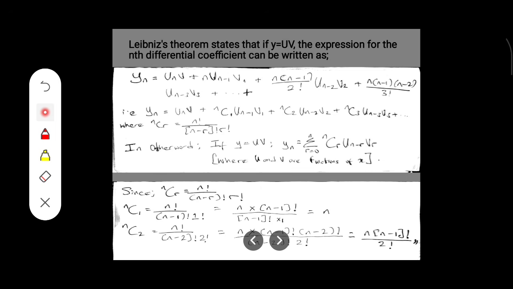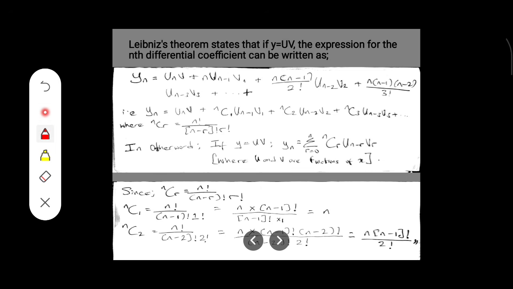So this solution can be condensed into u subscript n multiplied by v. Don't forget that these subscripts are representations for what? The order of differentiation. Plus n combination 1 multiplied by u subscript n minus 1 multiplied by v subscript 1. Now I can see that n combination 1 is representing this coefficient n, and right here the coefficient n(n-1)/2 factorial is being represented as what? n combination 2. So how do we arrive at that?